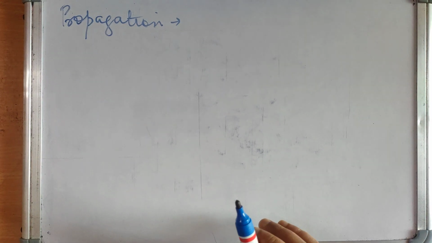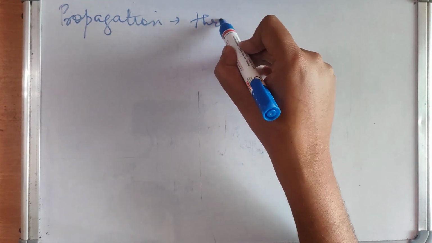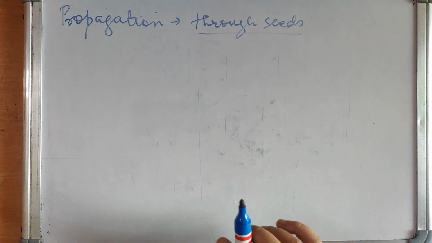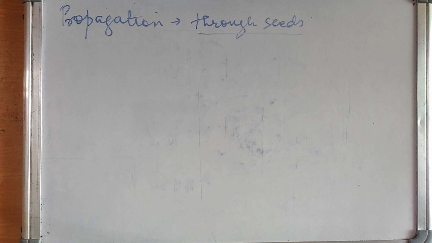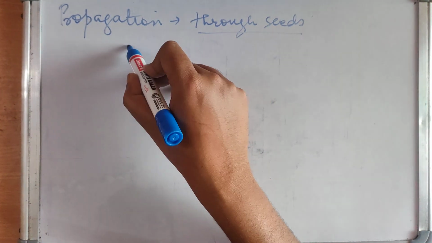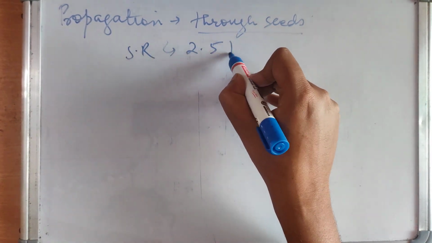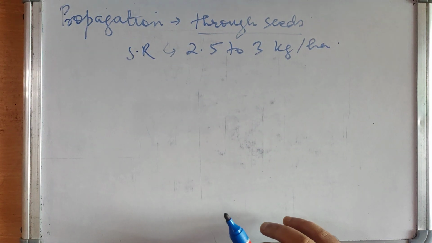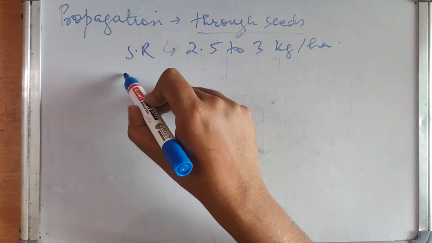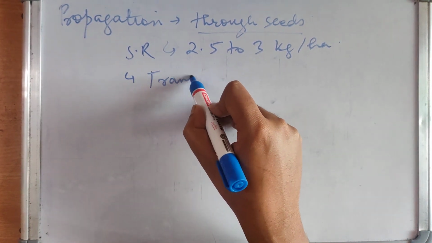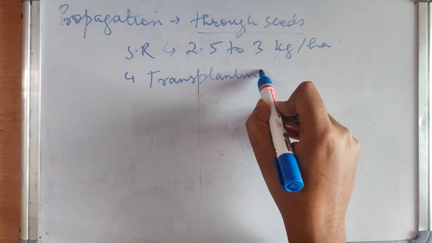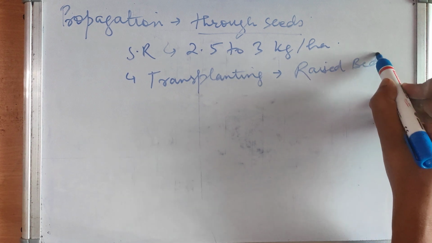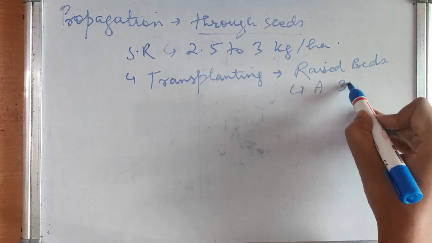It is propagated through seeds. Seed rate should be around 2.5 to 3 kg per hectare. Transplanting in raised beds after 30 days. It should be transplanted in raised beds after 30 days.